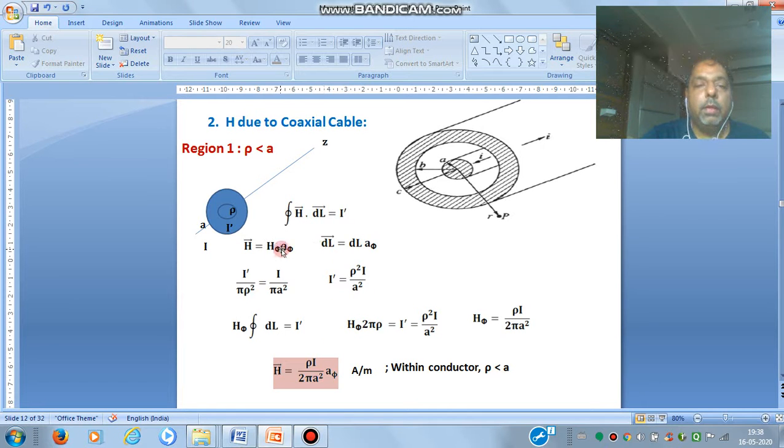So we put the value of H vector here: H phi A phi, and dl vector is dl A phi, and the value of current is I dash. We put the value of current here, I dash, that is rho square I upon A square, and again you take the value of dl over a closed path, which again gives 2 pi rho. So when you put here 2 pi rho and the I dash value, you will get the value of H vector like this.